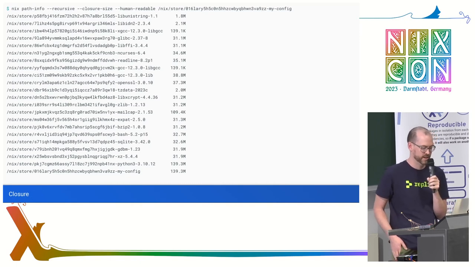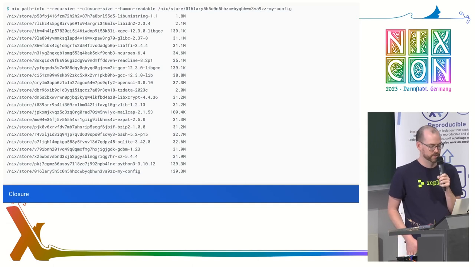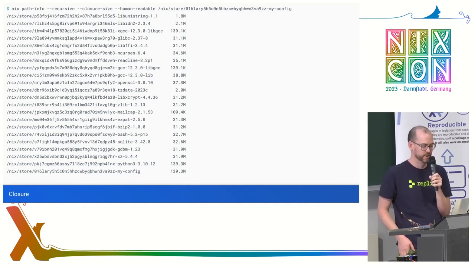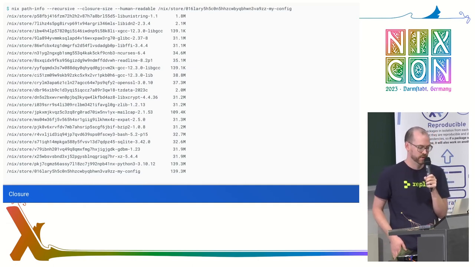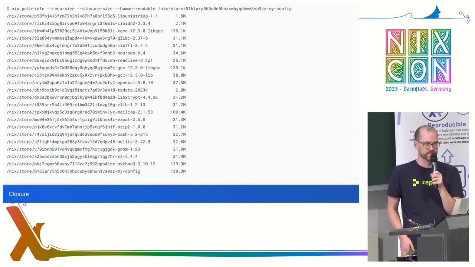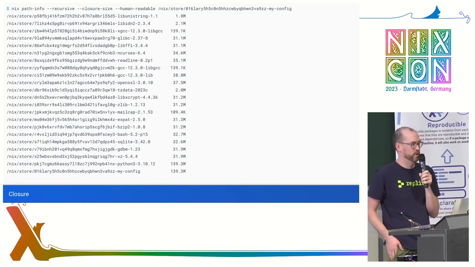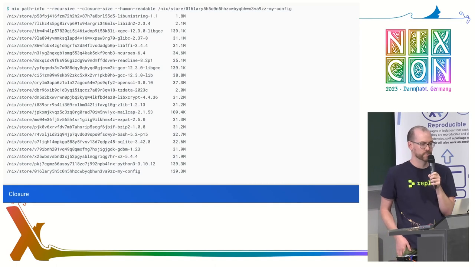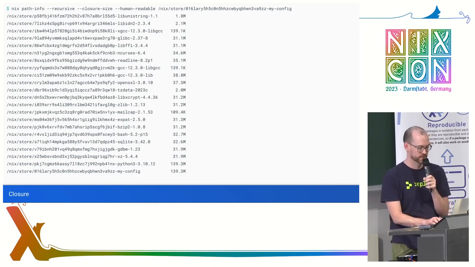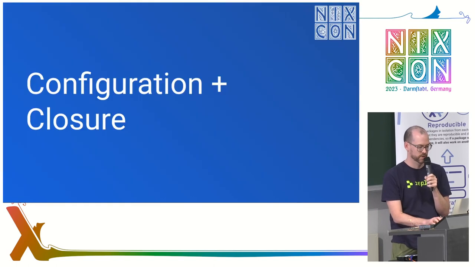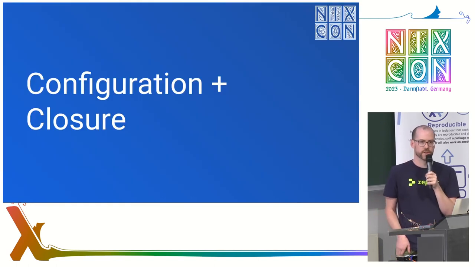And we can see that it has a bunch of dependencies that are associated with this. You know, all the dependencies of Python that are available are now listed here. So we have this list of information about what our configuration depends on and all of the details of what it depends on, which is really, really useful. And I like to call this configuration plus closure. I think this is what makes Nix great.